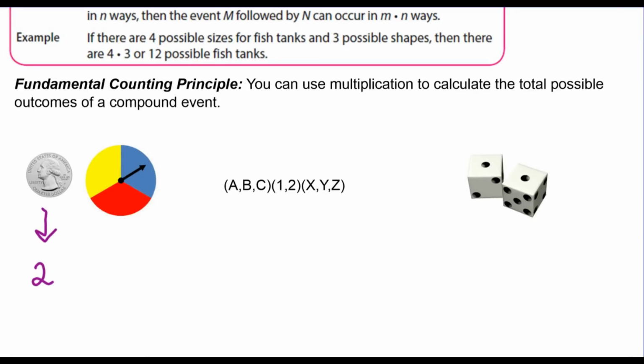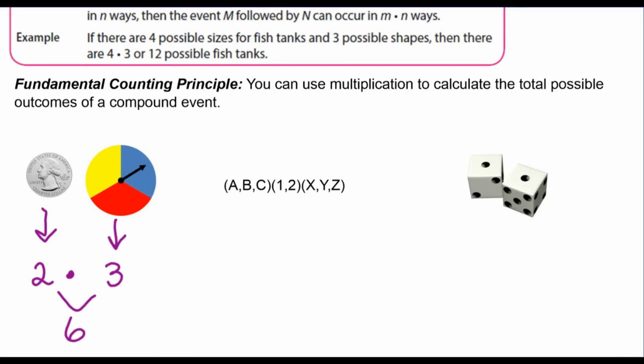So how many possible outcomes are there of the coin flip? There are 2 possible outcomes of the coin flip. How many possible outcomes are there for the spinner? There were 3 possible outcomes for the spinner. So the fundamental counting principle says take 2 times 3, and that'll tell you the total possible outcomes of this compound event. There were 6 possible outcomes, and that's what we came up with in our tree diagram.